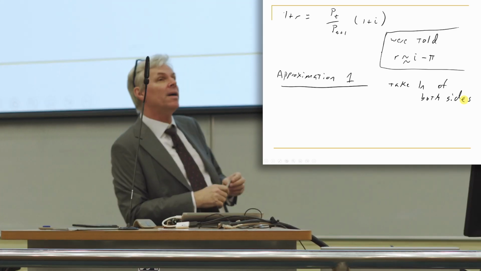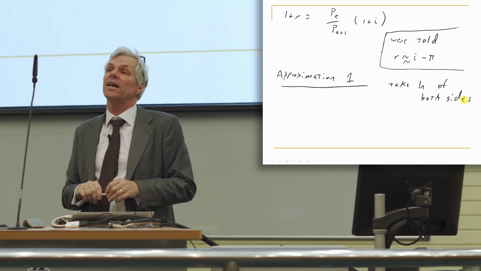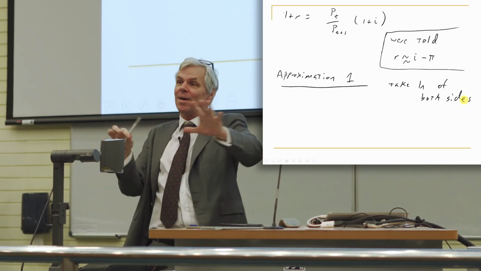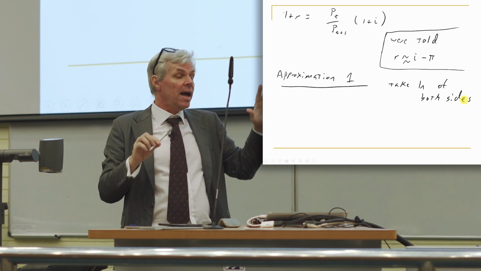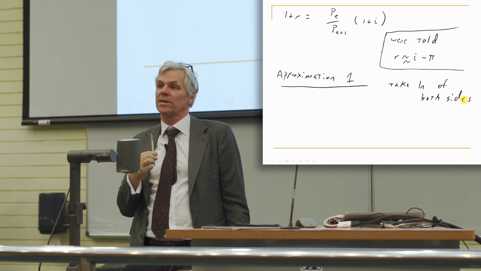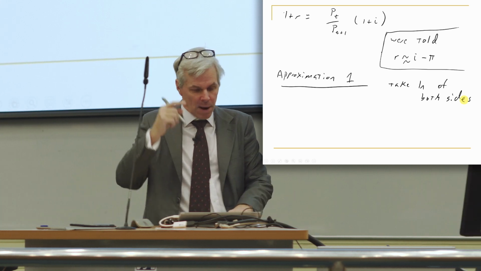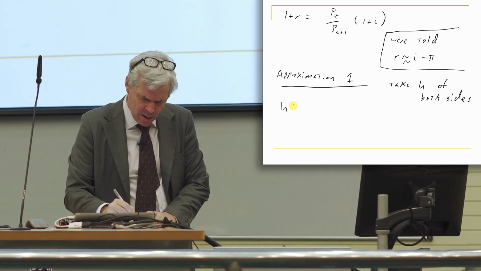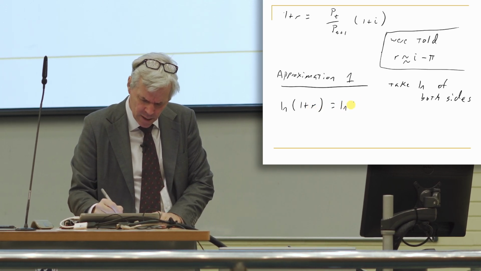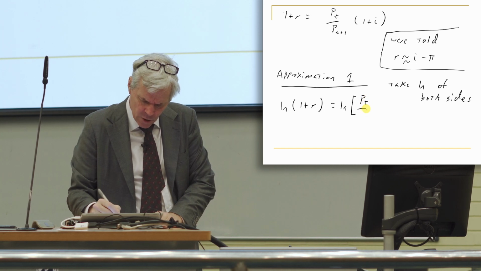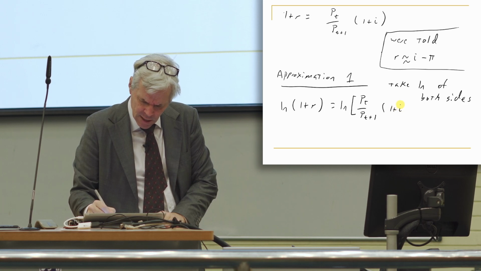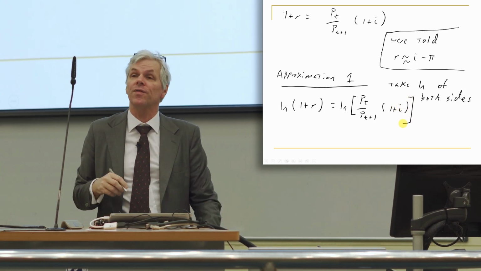I can take the natural logarithm. I can take both sides to the exp. I can divide both sides by 7. I can't divide both sides by 0 because that's not a legal mathematical thing. But any legal mathematical thing, I'm good to go, right? And so the thing that I am going to do is I'm going to take the natural logarithm of both sides, okay? As is my prerogative. So I get ln(1 plus r) is equal to ln(Pt over Pt+1 times 1 plus i), like so. That's perfectly fine. I can do that.